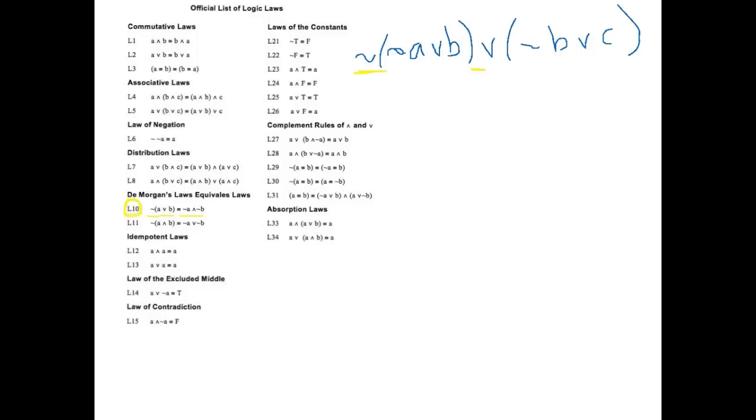So our not A already has a not, so it becomes not A. The or becomes an and. And we apply the not to the B as well, so that becomes not B. Then we'll keep the rest of our expression as it was.